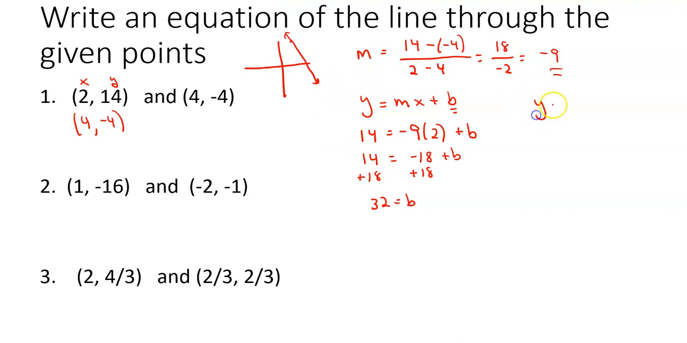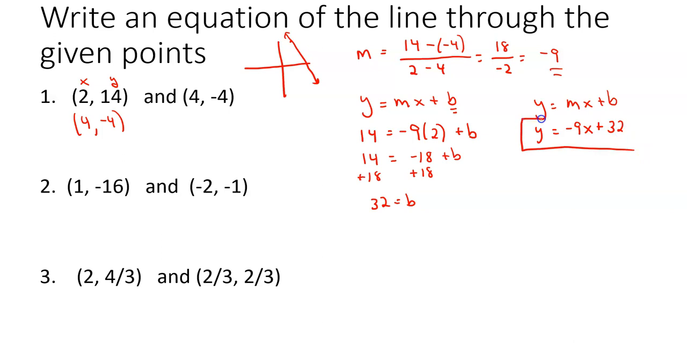So when I come over here to write my final answer, I start with y = mx + b. I need a y and an x in my equation, so I'm going to leave the y and leave the x. What is my slope? My slope is up right above that m. It's negative 9. And then the y-intercept is the number that we just found, the 32.